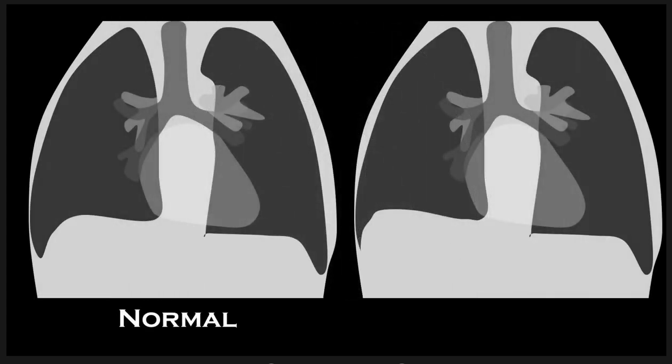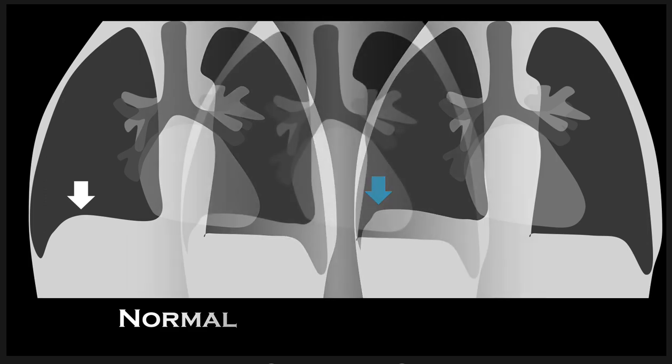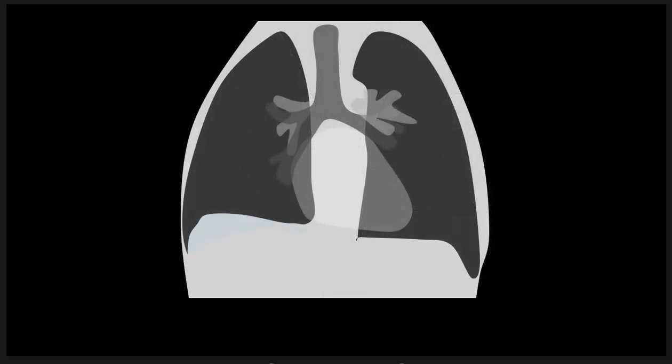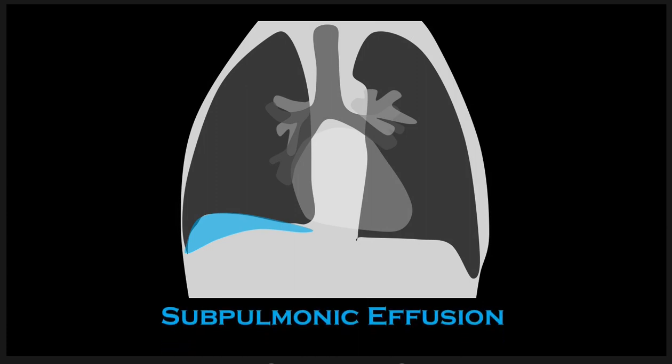Compare this head to head with a normal. I want to point out where the top, or the peak of the diaphragm is on the normal. Notice that right there, how it's sort of in the middle, as opposed to this case over here where it's shifted more laterally. This is a subpulmonic effusion. And the trick to distinguishing this from the normal study is the shift of that peak of the diaphragm.